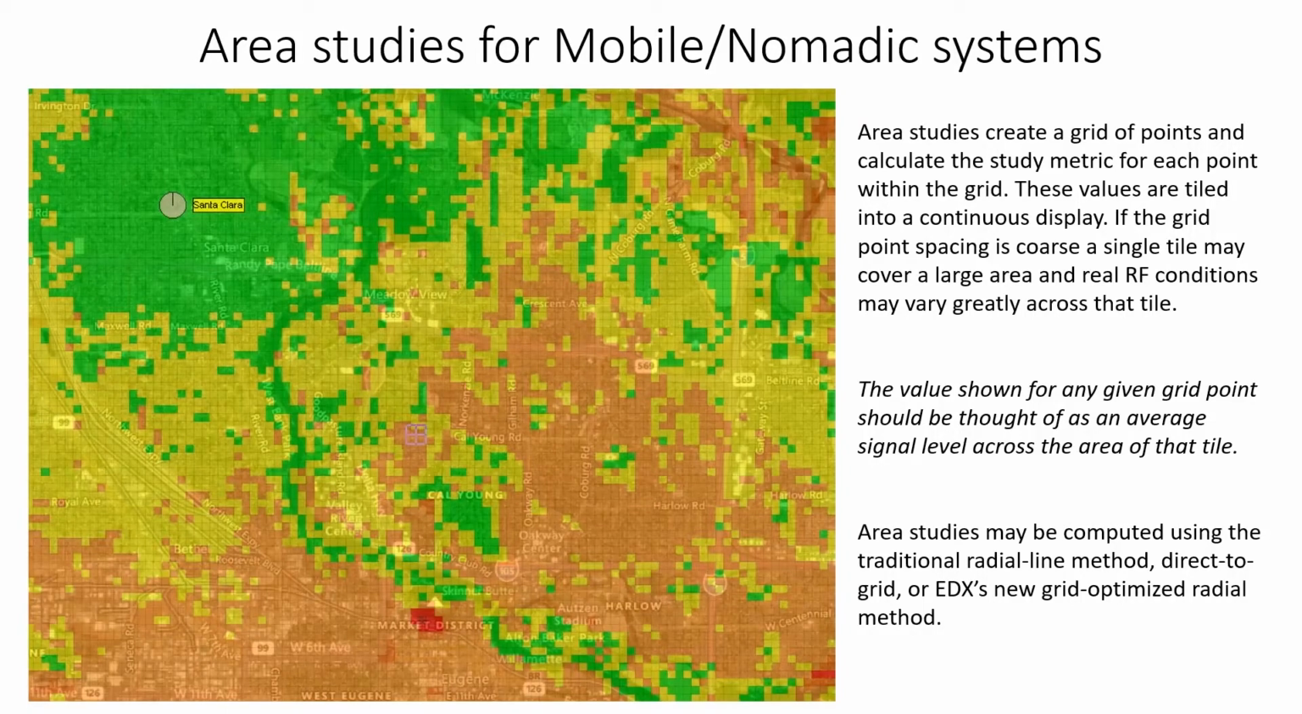But again, an area grid type study is only appropriate when we're actually trying to model subscribers that are out moving around in the environment, and they may be anywhere relative to the clutter in the environment. And for those situations, this averaged signal level across an area is a really good way to see where you do and don't have coverage.